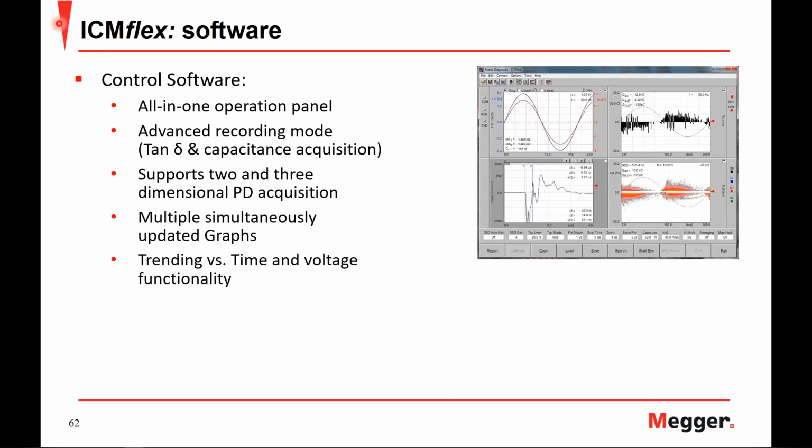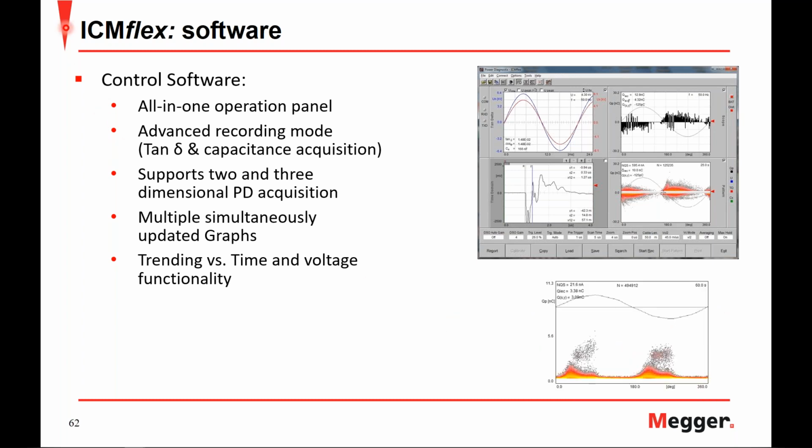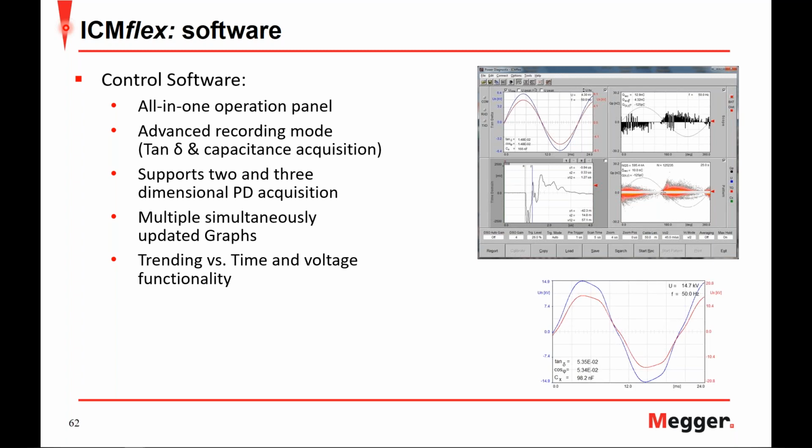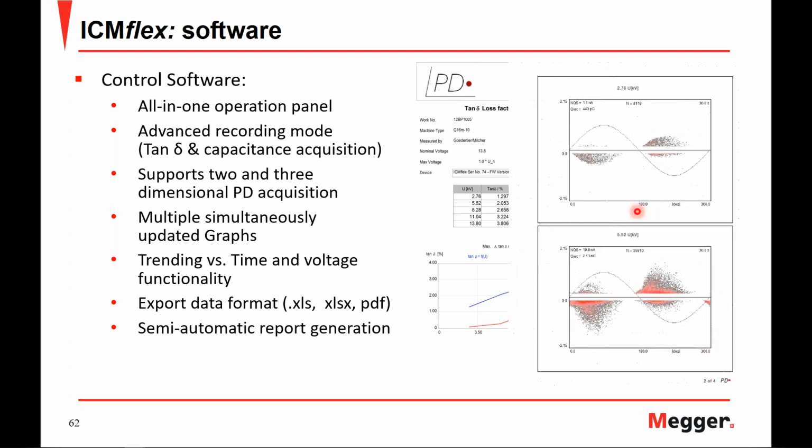The graphs are simultaneously updated, and it offers the trending versus time, where in this example, you have your partial discharge measurement in black, your tan delta measurement in red, and capacitance in green. You have your phase resolved partial discharge pattern, and then your tan delta capability. The ICMflex exports data in several different formats and has semi-automatic generation of reports that includes the ability to add your company logo. It adds a data summary table, as well as any partial discharge patterns that were taken during the test.